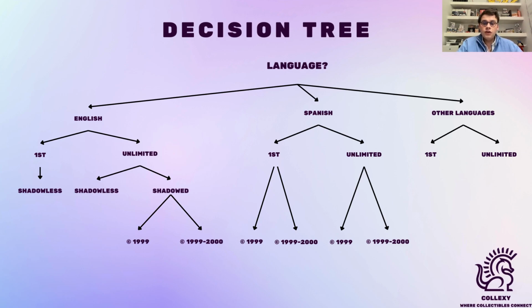If the card is not English but Spanish, there are four different variants, two first editions and two unlimited, whereby there is a Latin America distribution with the Wizards of the Coast copyright of 1999 and a distribution in Spain with the copyright 1999 to 2000. In other languages, there are only two variants, one first edition and one unlimited.